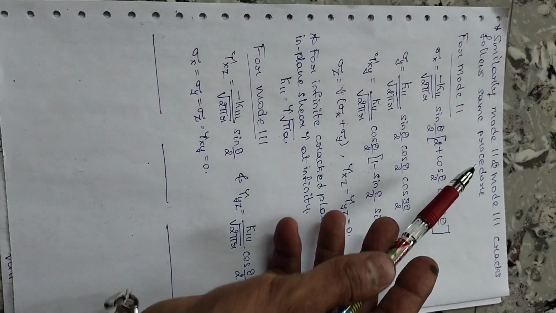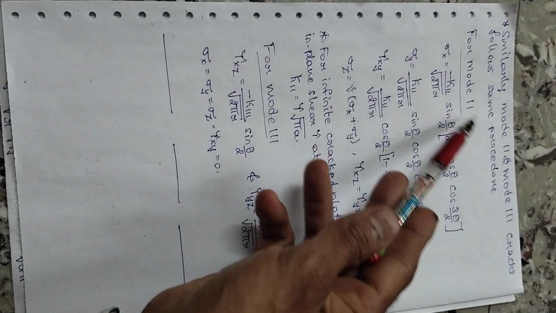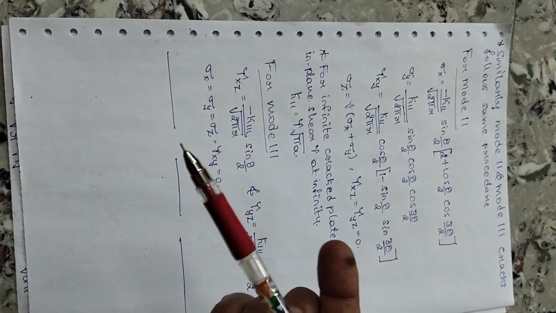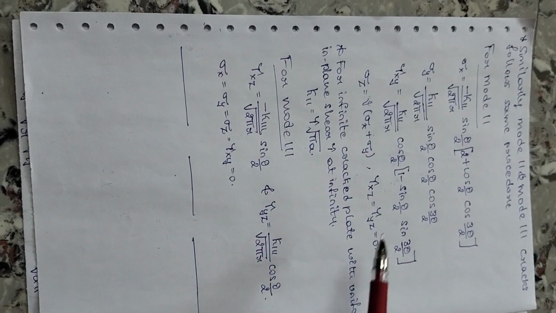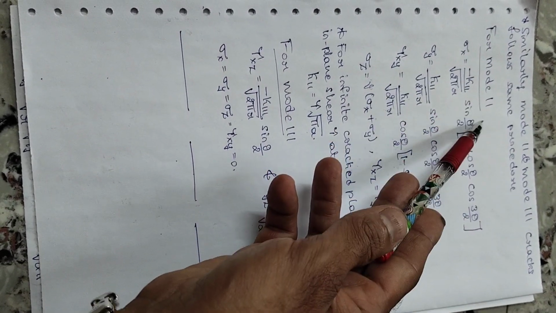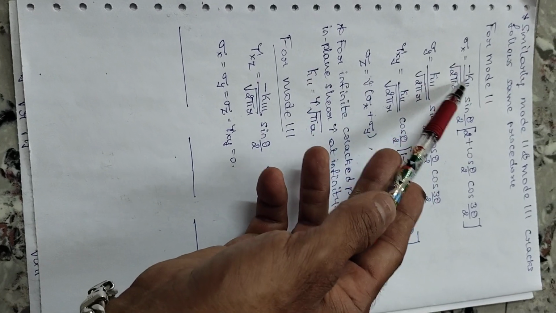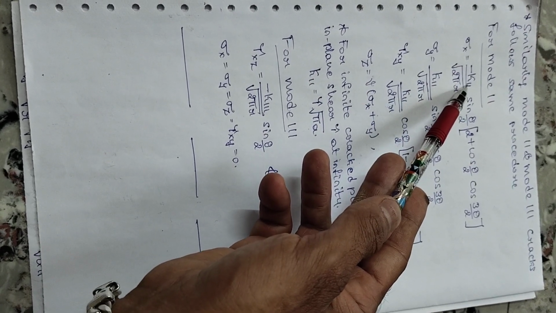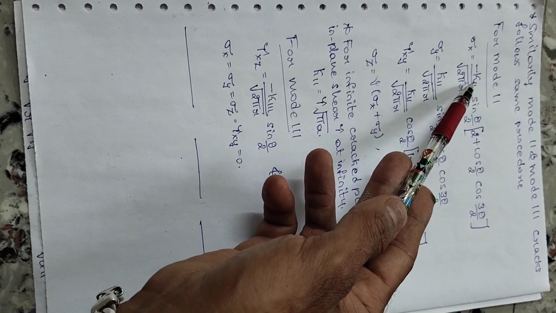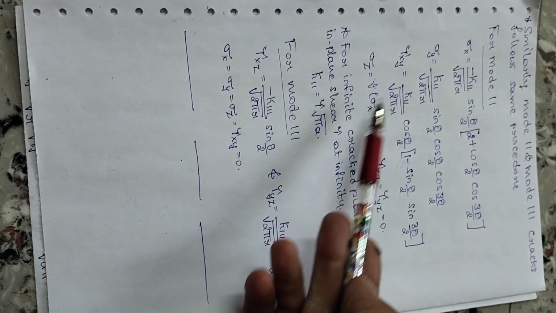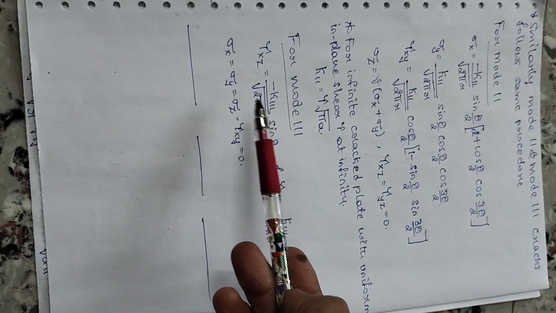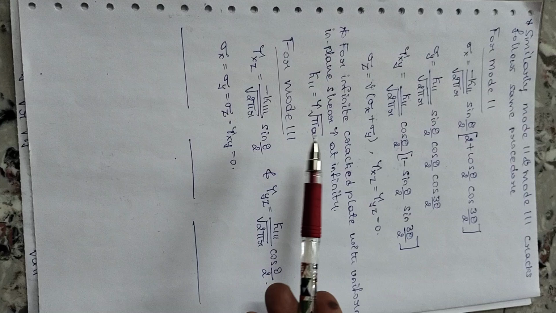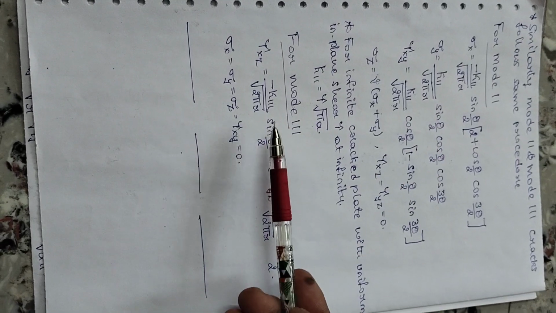And similarly for mode 2 and mode 3 cracks, you have to follow the same procedure you have done for mode 1 crack. For mode 2 crack, this is not K11 but mode 2, K2. And similarly for K3, these are the solution parts of mode 2 and mode 3.